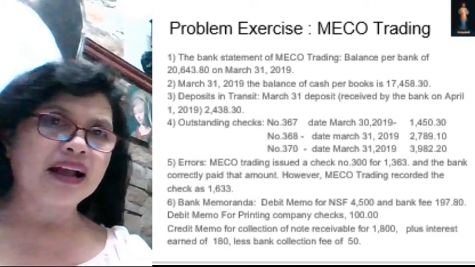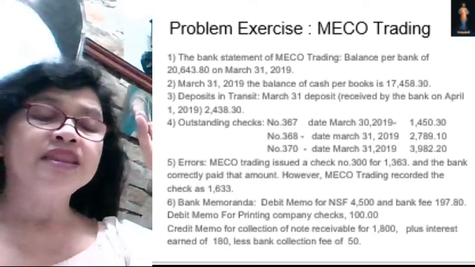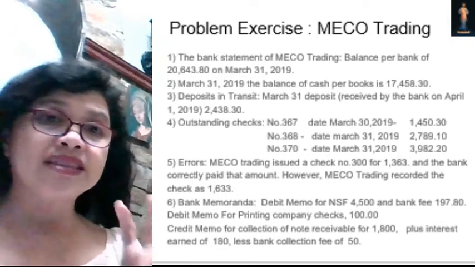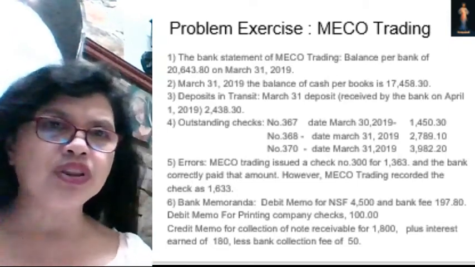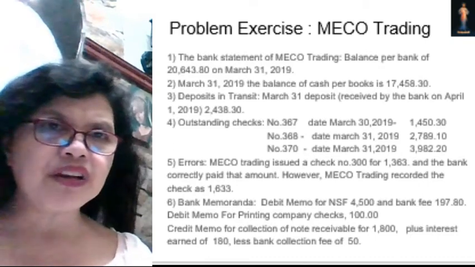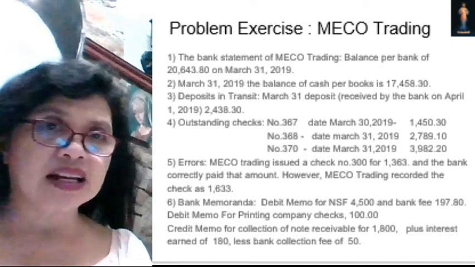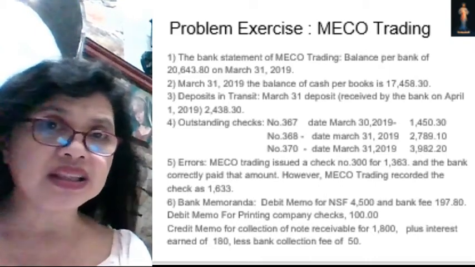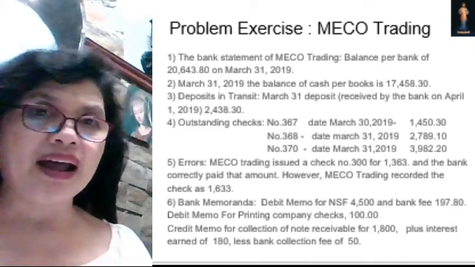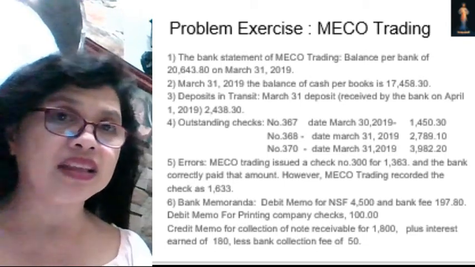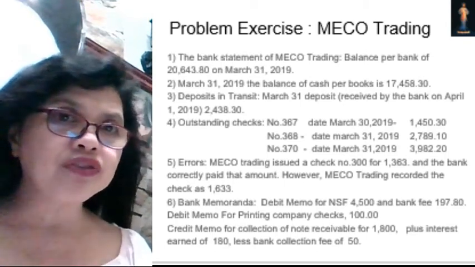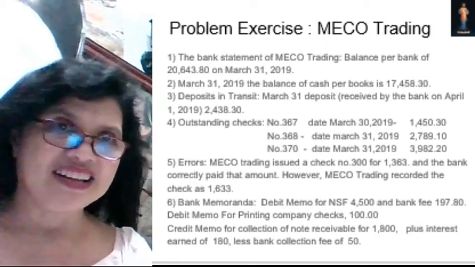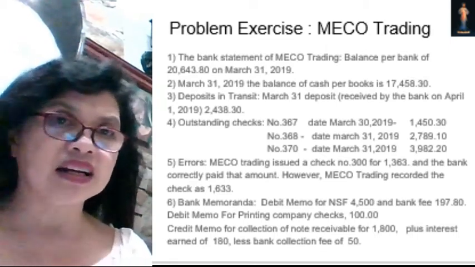The cash per bank and the cash per book do not tally. Okay, so what do we do now? Again, there is another information. Deposits in transit. A March 31 deposit, but was received by the bank on April 1, 2019, in the amount of 2,438.30. Okay, so there is a deposit in transit.